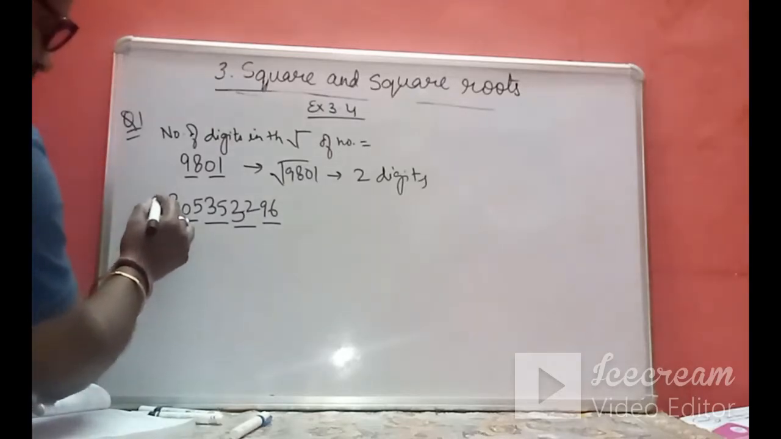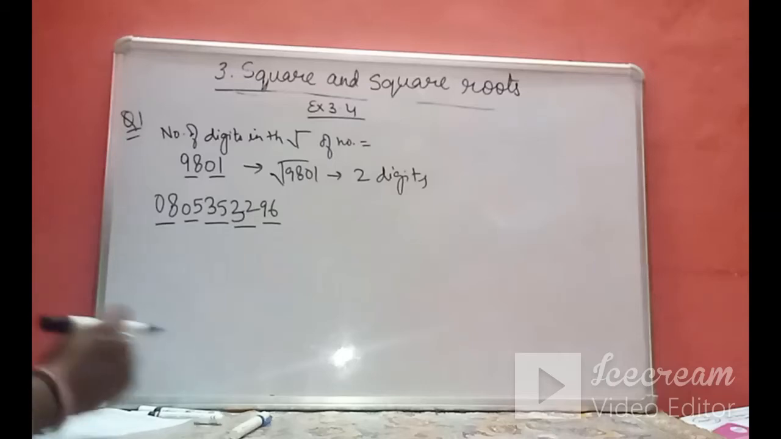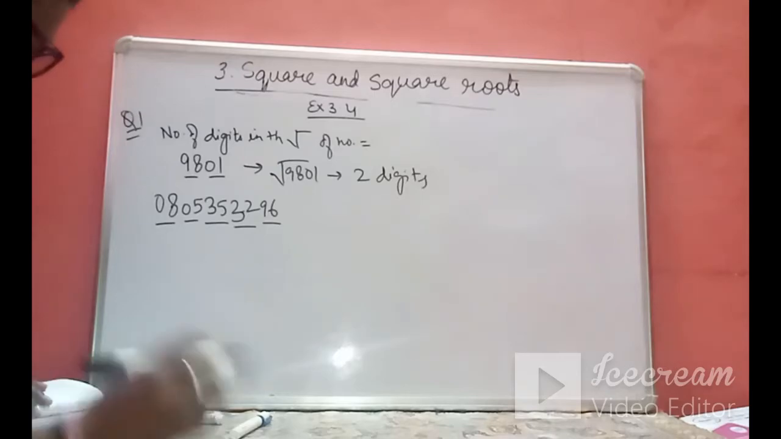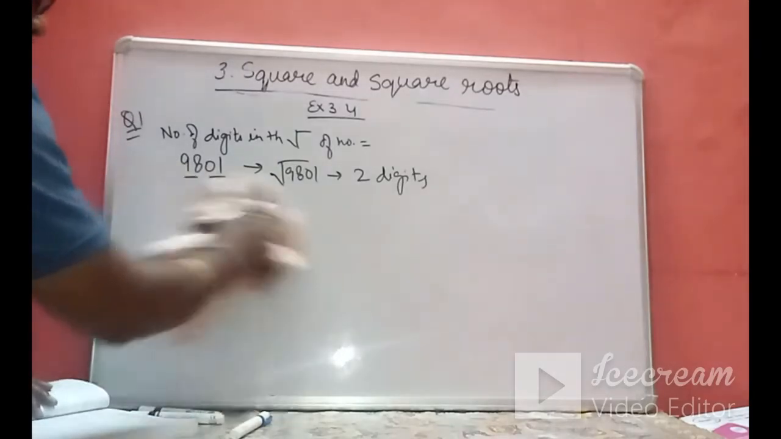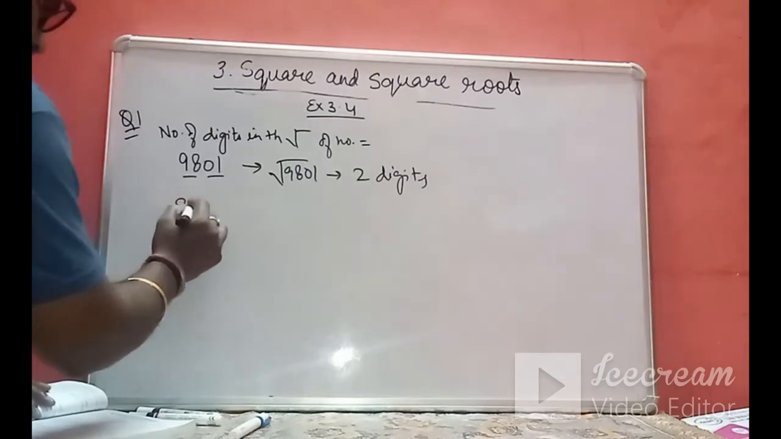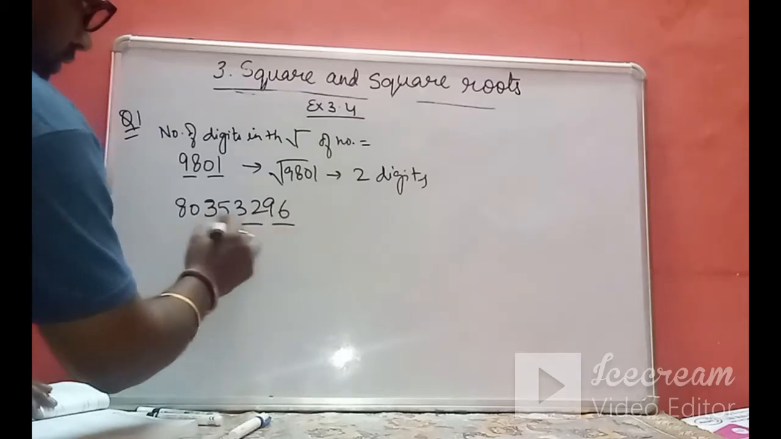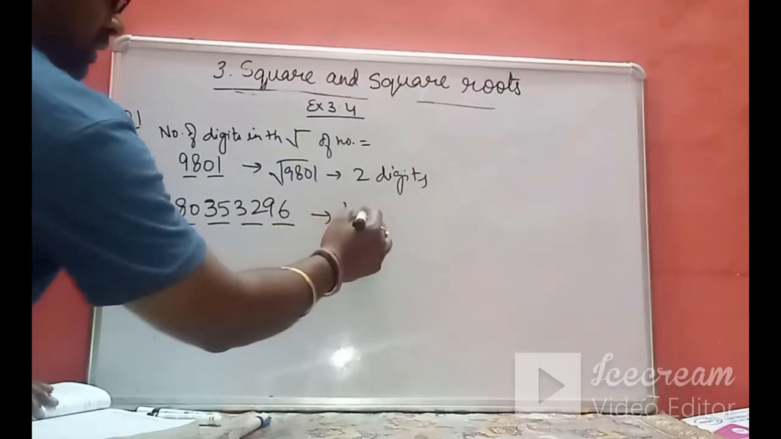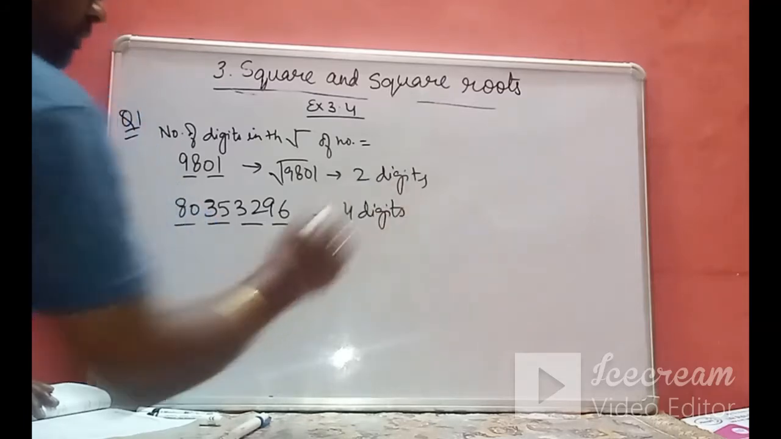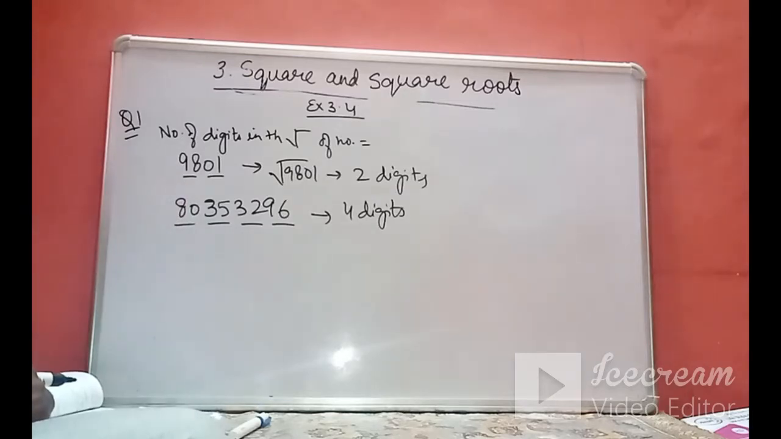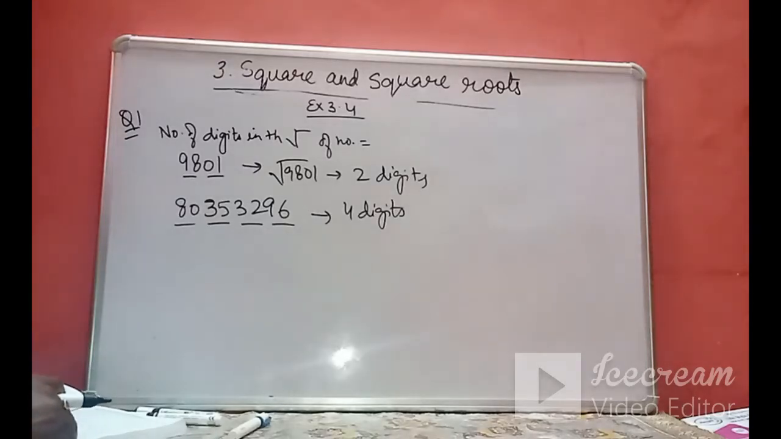And see, this 8 is left, so I can put a 0 here. So 80. Okay, wait, this number I have noted it down incorrectly. So it is 803539296. So 4 pairs are there. That means it consists of 4 digits. Okay, so whatever is the number of pairs, that will be the number of digits in the given number. Understood? Now let's find the square root of the numbers by using the long division method.